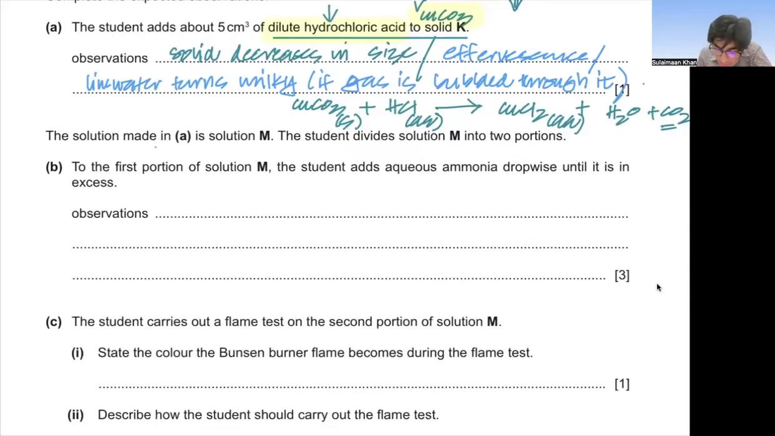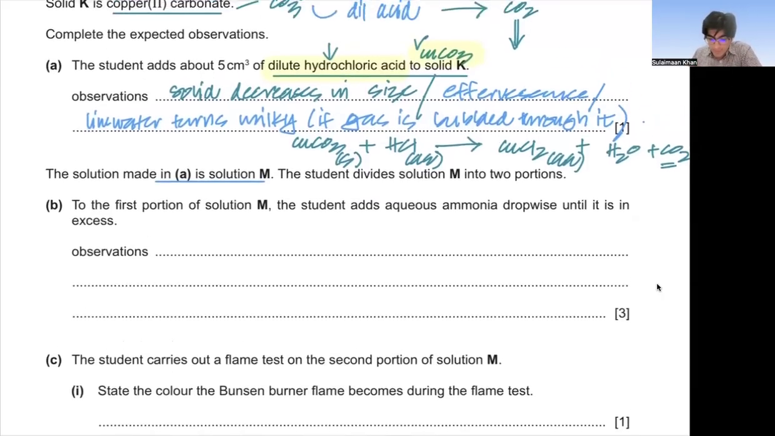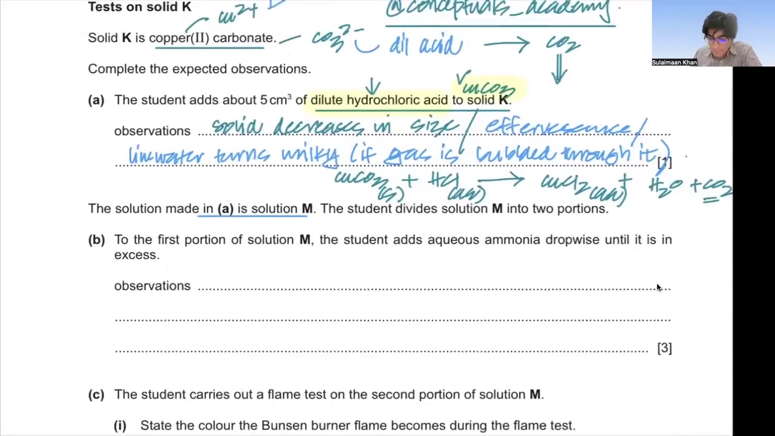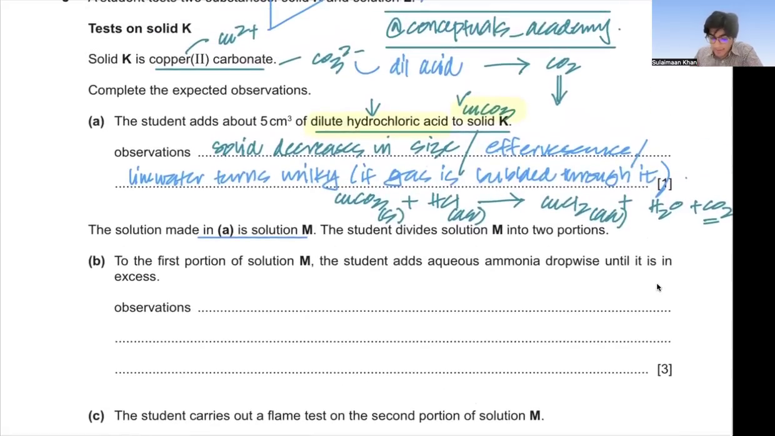Okay, focus. The solution made in A is solution M. How is the solution made? Solution made in A is called M.